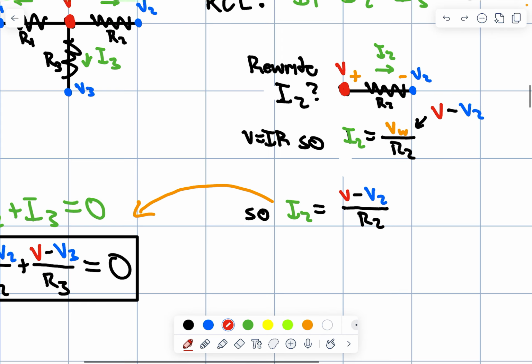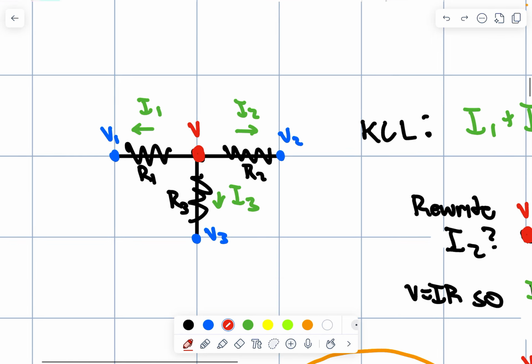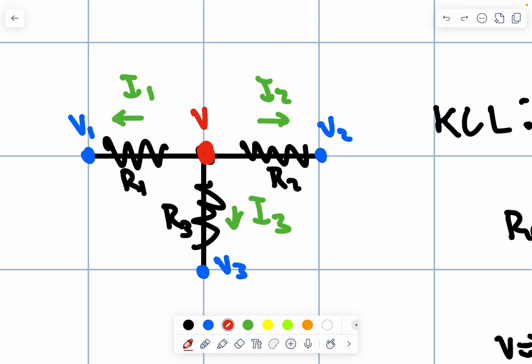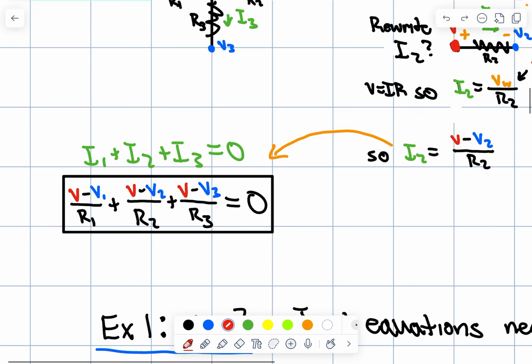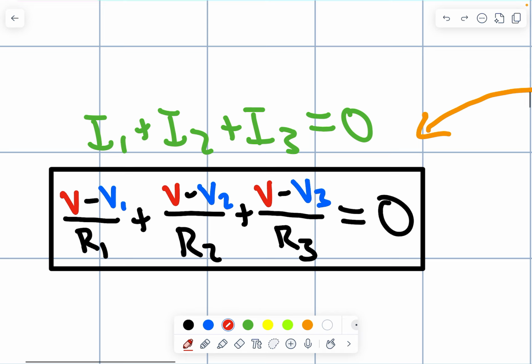And now if we were to do that for all the other nodes here, for V1 and for V3, we would then be able to replace our KCL equation, I1 plus I2 plus I3 equals 0, with this squared equation beneath it, okay? And that is essentially what node voltage is. It's rewriting KCL, so you're using voltages and resistances.